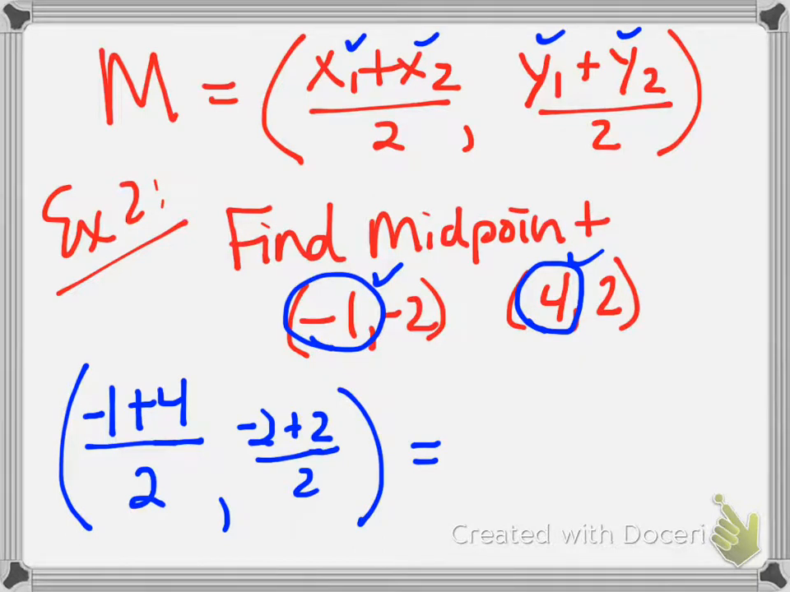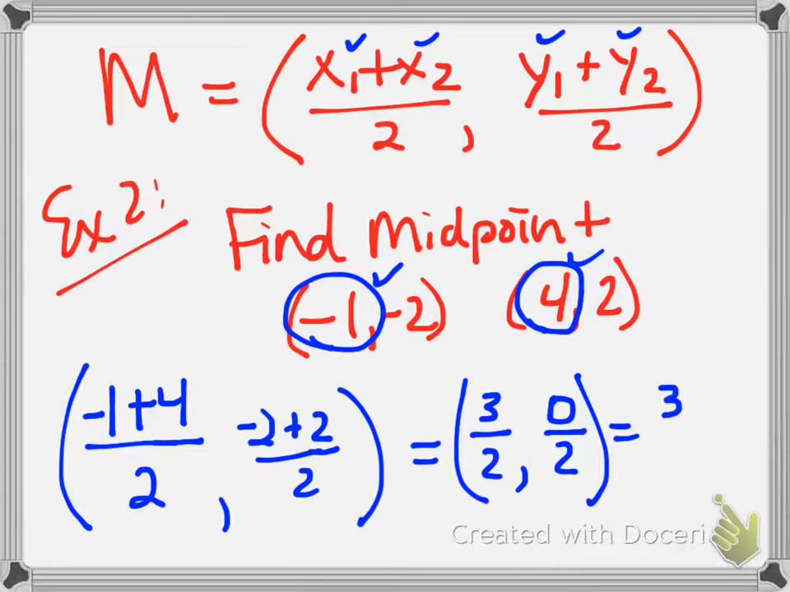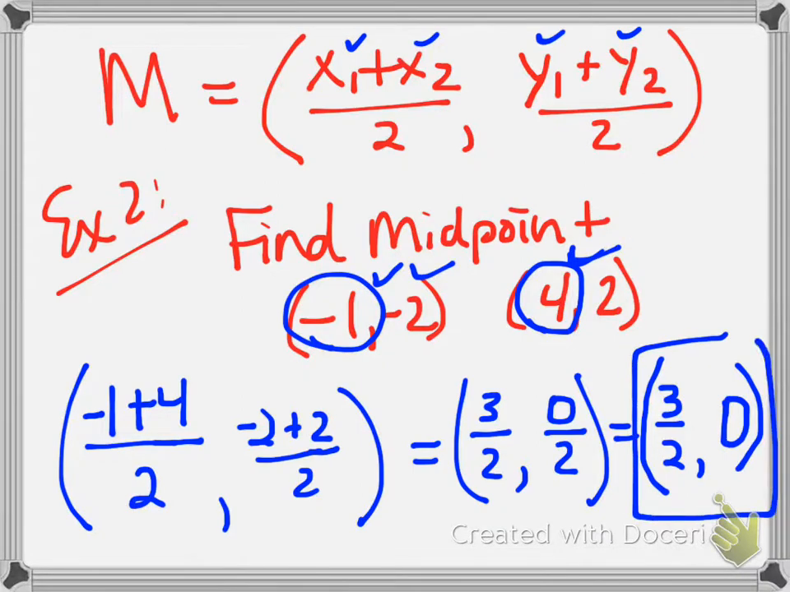So that leaves me with 3 over 2 and 0 over 2. And 3 over 2 doesn't reduce, so we leave it like it is. But 0 divided by 2 is just 0. So the point that's in the middle of these other 2 points is going to be 3 halves, comma, 0. And that's all there is to this lesson.